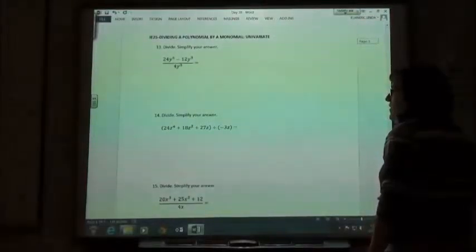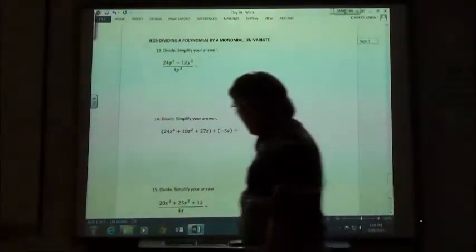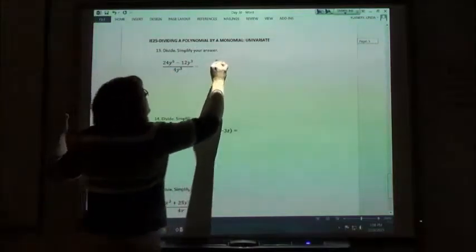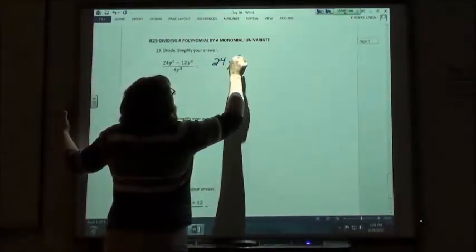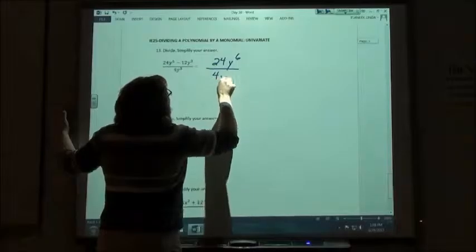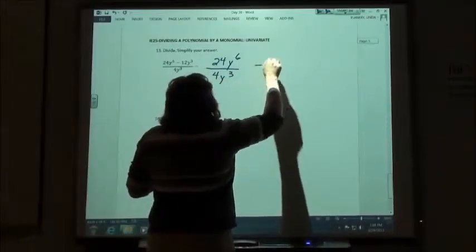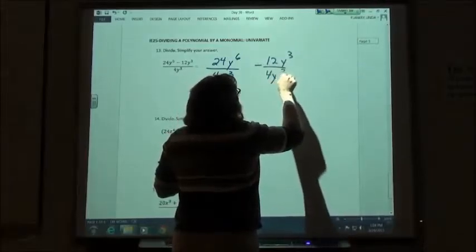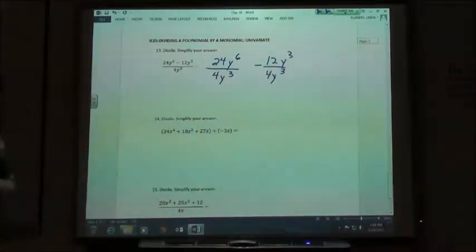13, 14, and 15 tell us that we're going to do some dividing. So when we're dividing, basically we're just taking each one separately by itself. So I'm going to break this problem into two parts. 24y to the 6th divided by 4y to the 3rd minus 12y to the 3rd divided by 4y to the 3rd. So I just break it into two separate fractions.